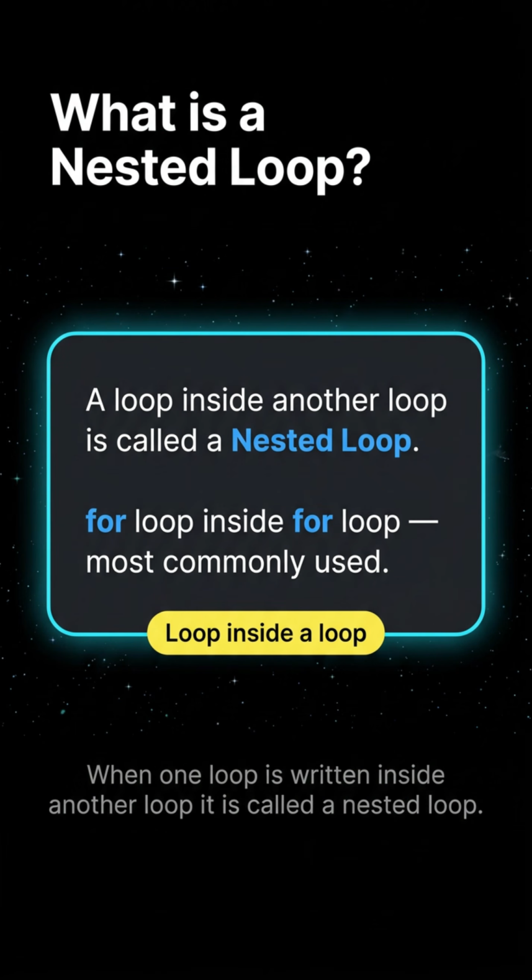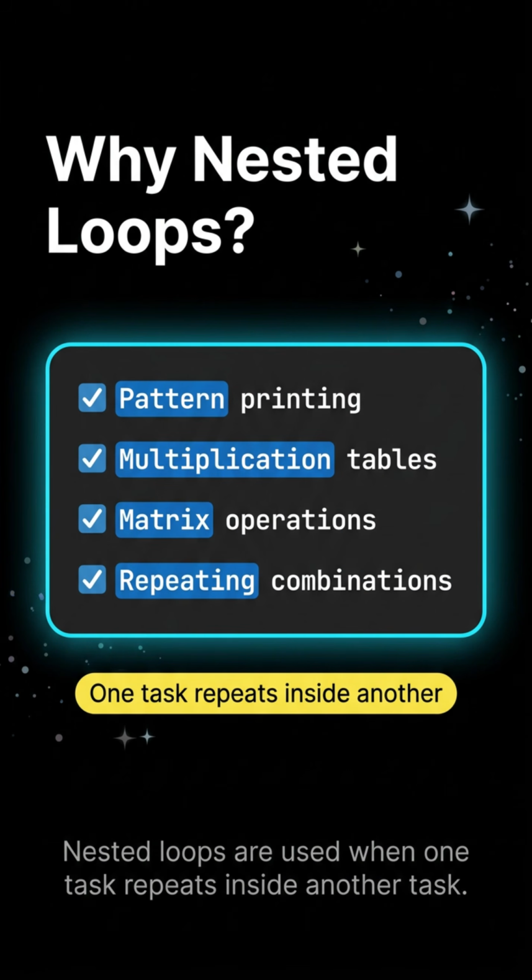A loop inside another loop is called a nested loop. When one loop is written inside another loop, it is called a nested loop. In Python, we mostly use a for loop inside another for loop. Now you may think, why do we use nested loops? Nested loops are used when one task repeats inside another task. The main uses are pattern printing, multiplication tables, matrix operations, and repeating combinations.